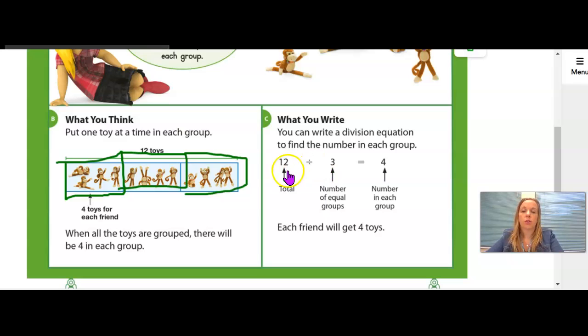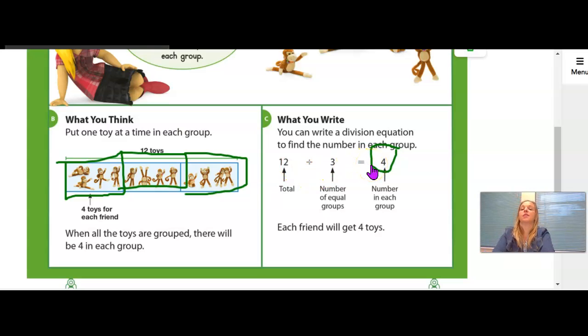Okay, we took 12 toys, divided into 3 groups, and how many toys were in each group? 4, and we know the answer to a division problem is called your quotient. Everybody say quotient. 12 divided by 3 equals 4.